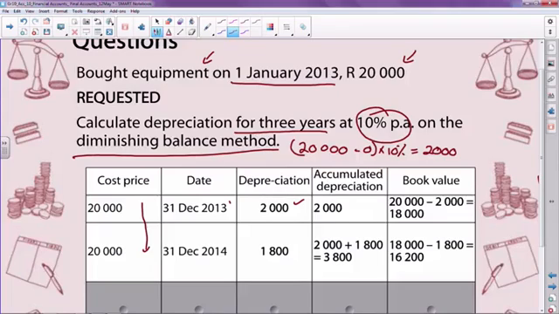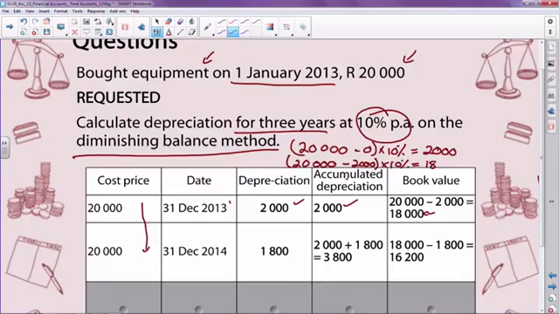and your accumulated depreciation will be 0 plus 2. That will give you your 2,000. Now, what is your book value? Your cost minus what you've lost up to now, which is 2, and that will give you your 18,000. Now, what do I do for the next year? I do this calculation. I say 20,000 minus, what did I lose the previous year? 2,000. Remember your brackets on your calculator, times 10%.